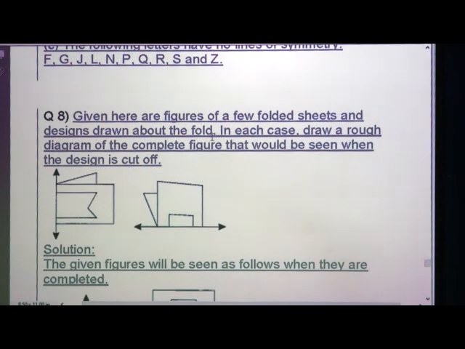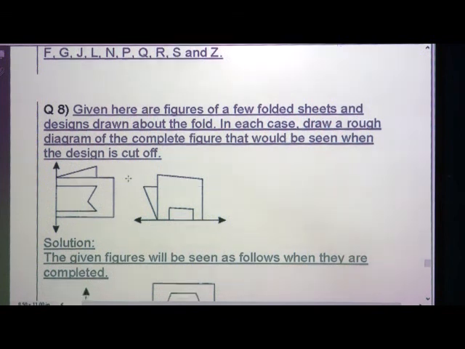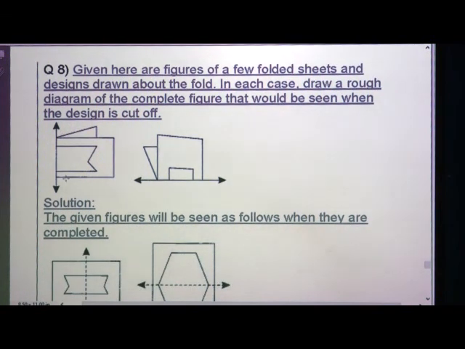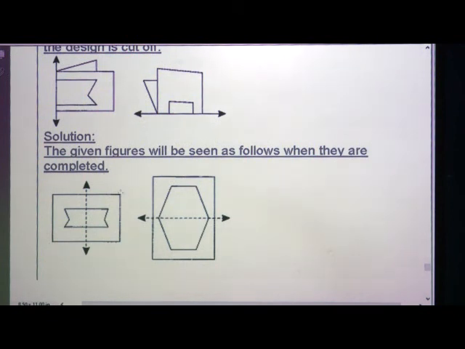Given here are figures of a few folded sheets with designs drawn on them. In each case, draw a rough diagram of the complete figure that would be seen when the design is cut off. See, here the folding on one side is given, we need to show the other side of the fold. So, these are the figures which are shown on the other side of the fold.